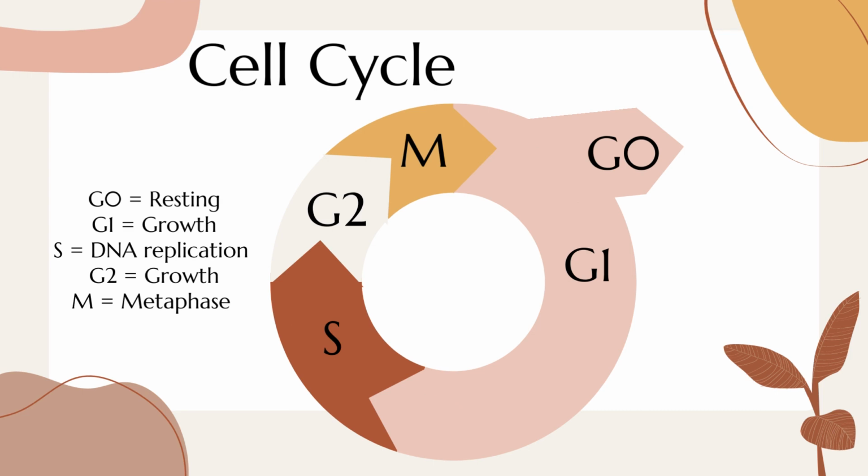During the G0 phase, the cell rests and cells are not actively dividing. During the G1 phase, or the gap 1 phase, the cell grows and increases in size to ready for DNA synthesis. During the S phase, DNA replicates to prepare for cell division. During the G2 phase, the cell grows again and increases in size to prepare for division, which occurs during metaphase.